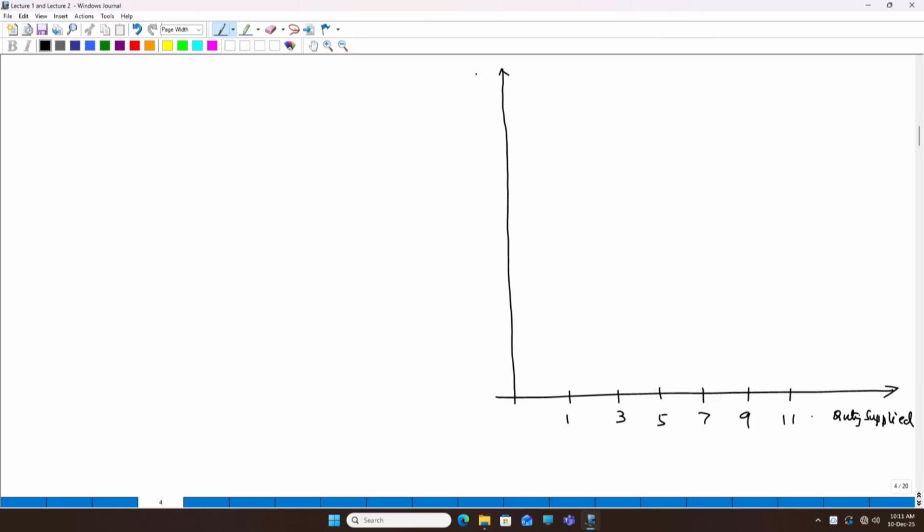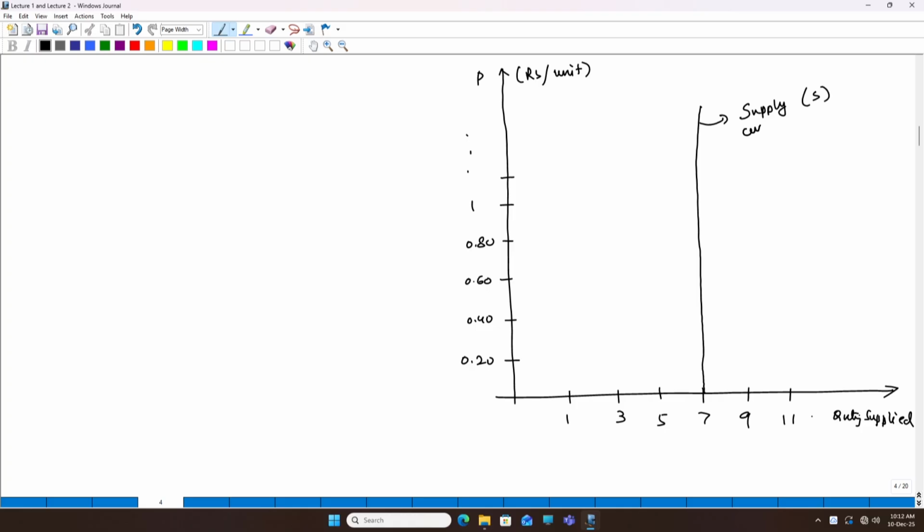I have the price here, which is in rupees per unit or rupees per pencil. And what do we know? We know that we have divided this into steps of 0.2, 0.4, 0.6, 0.8, 1, 1.2 and so on, and my supply curve turned out to be a straight line at q equal to 7. This was my supply curve, right? Okay. Now, we want to talk about the demand side of the market.